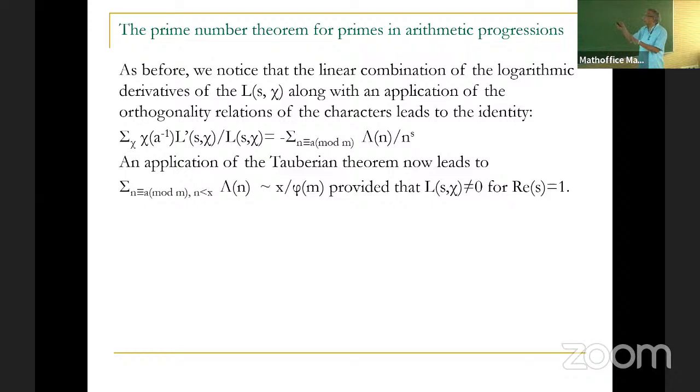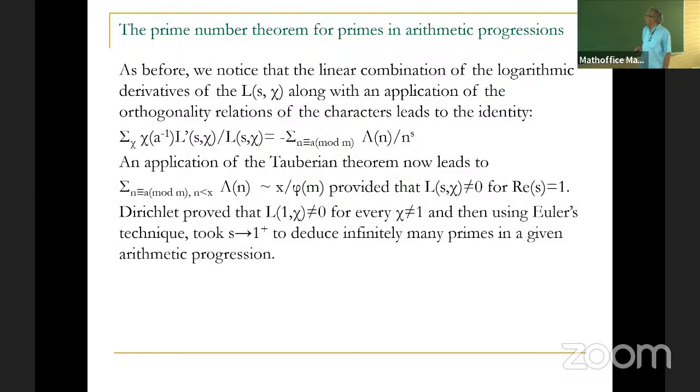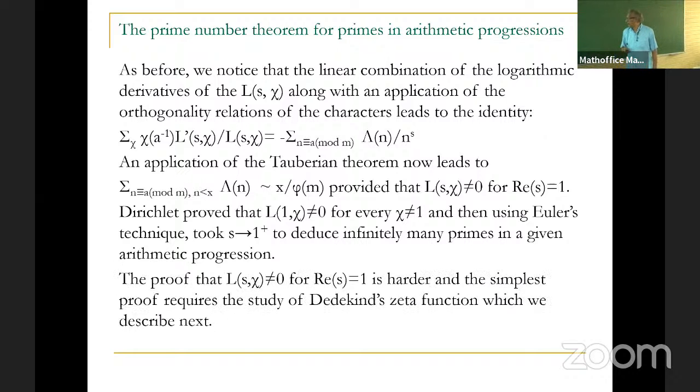So notice in this proof, all you're getting is infinitely many primes. But if you want to get the counting function, you need the Tauberian theorem. The Tauberian theorem, the way I formulated it in my joint paper with my two colleagues, gives us immediately this result. Dirichlet proved that L(1, chi) is not 0 using Euler's technique, but we need to know that L(s, chi) is not 0 for real s equal to 1. And that's a little harder. The simplest proof requires the study of the Dedekind zeta function, which we will now describe.